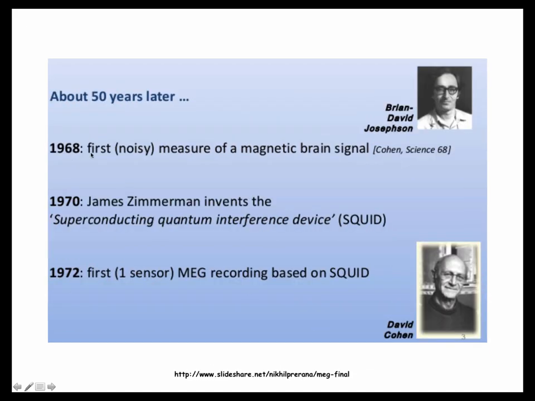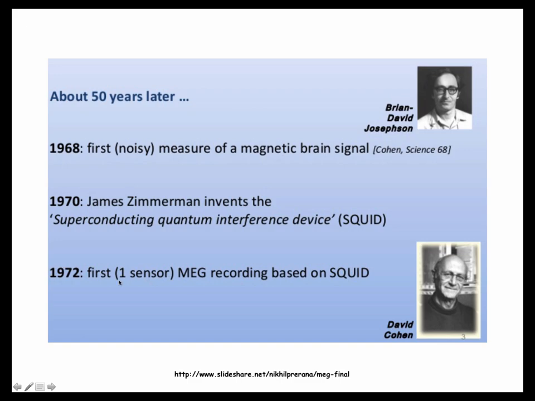About 50 years later, in 1968, people were measuring magnetic brain signals, magnetic field fluctuations at the surface of the skull, as opposed to electric fields. In 1970, there was a breakthrough in detection: the superconducting quantum interference device. Essentially, it's a superconducting wire placed over the head, in which any magnetic field produced in the head induces a current in that wire. Because it's superconducting, it has zero resistance, so it's super sensitive to any magnetic field on the surface of the head. So that was 1970.